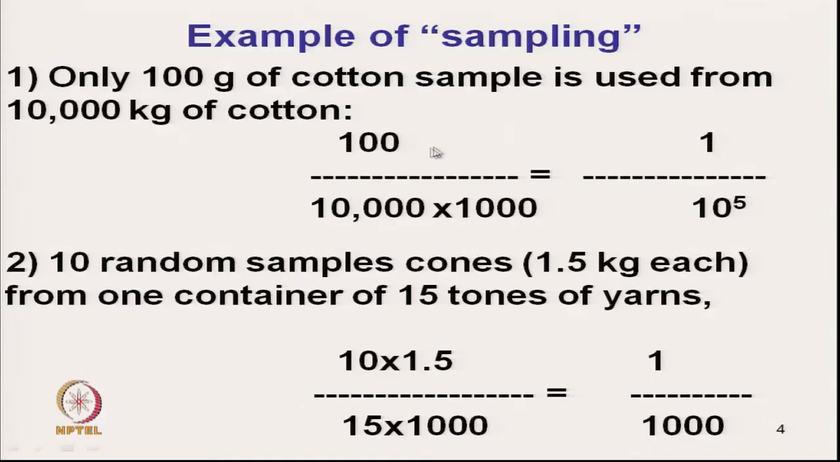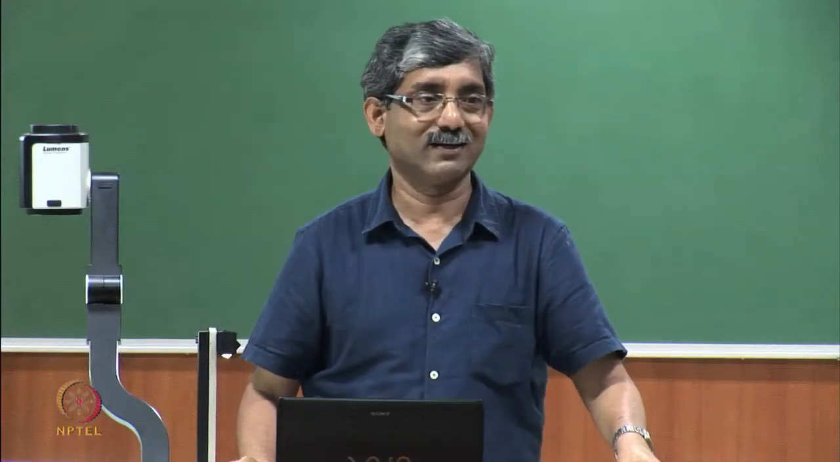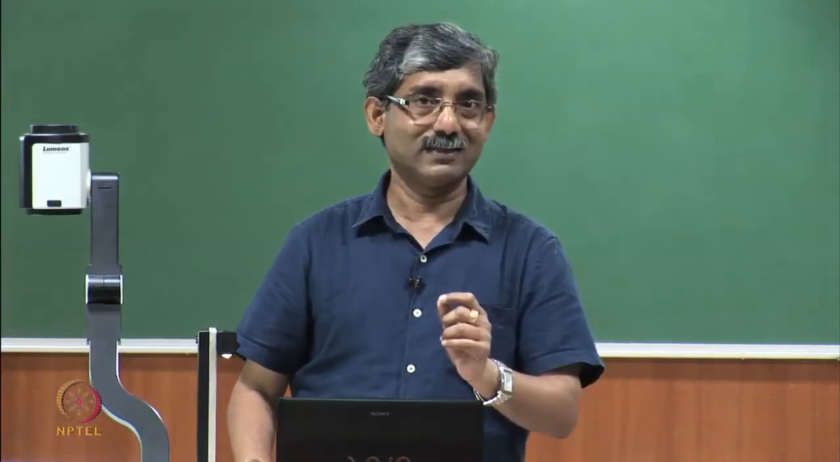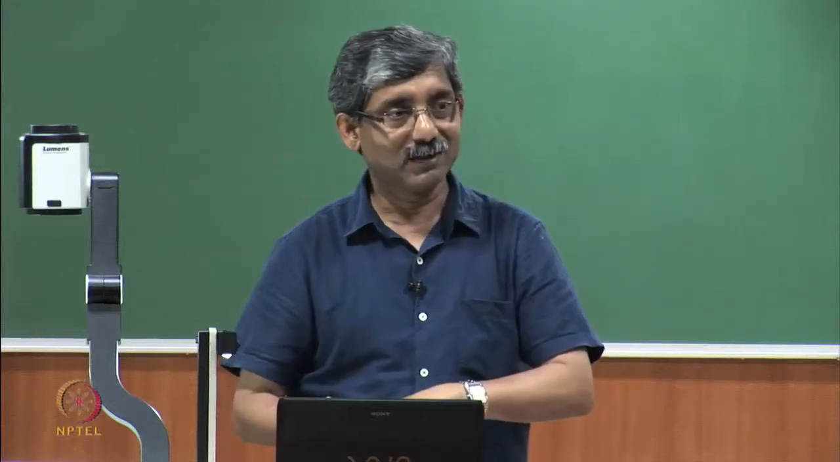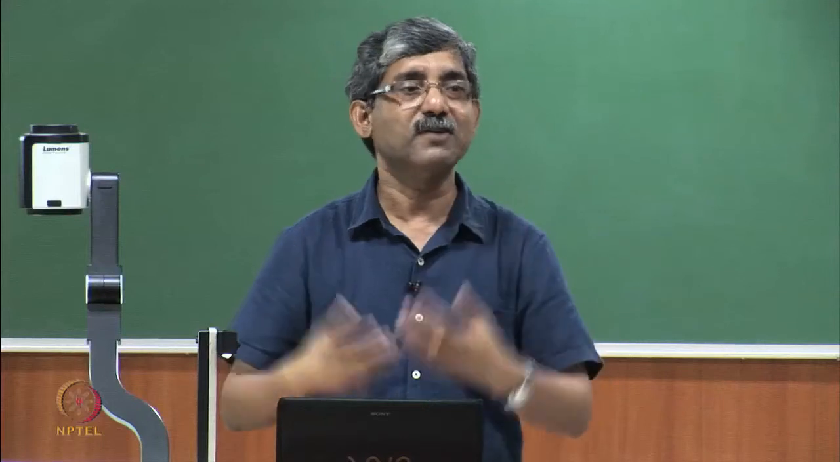Just one small quick example of sampling. Suppose I want to sample 100 gram of cotton from say 10 tons of cotton. What is the fraction you are trying to see? It is 1 by 10 to the power 5, that small fraction we are taking for testing. Similarly, say 10 random samples of cones we are trying to take from a 15 ton consignment. So, we are taking a small fraction. By doing this, we are saving time, saving cost, and saving the material also.